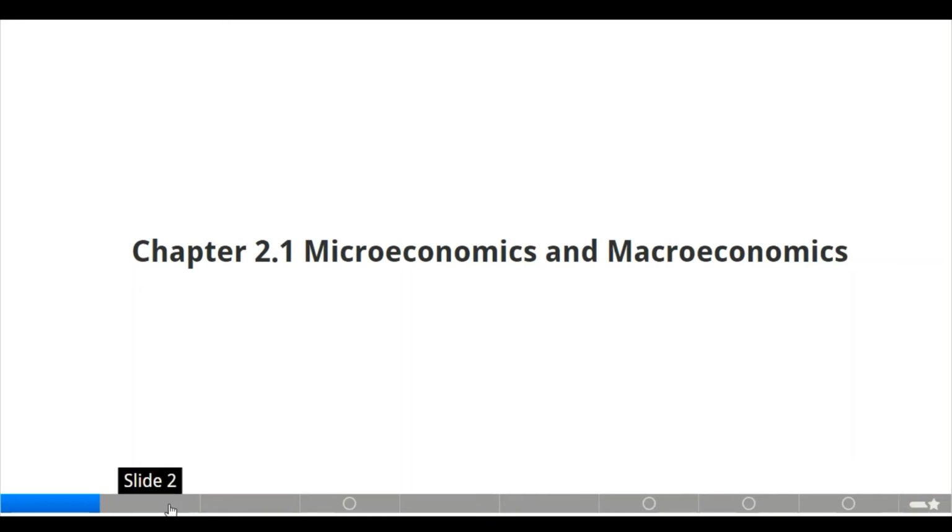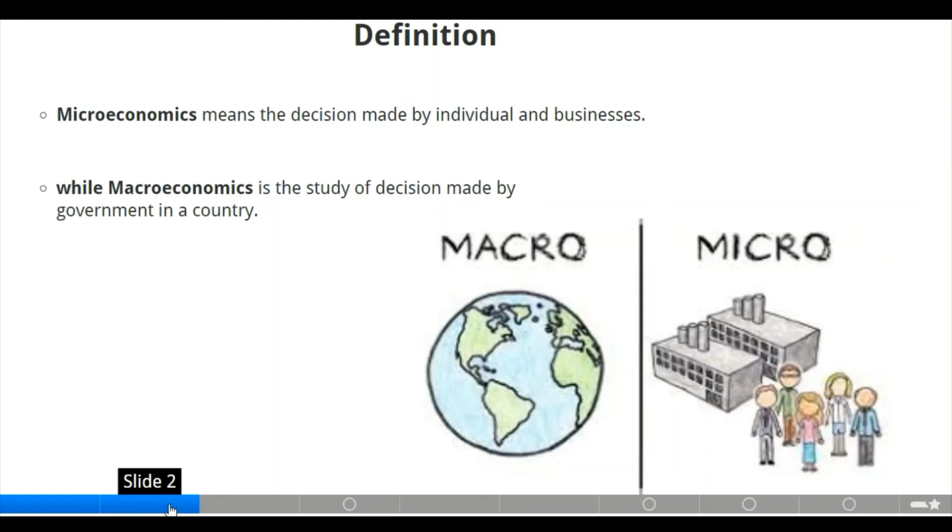Today we'll be discussing microeconomics and macroeconomics. Our first slide defines microeconomics and macroeconomics. Microeconomics means the decisions made by individuals and businesses, as it is shown here. While macroeconomics is the study of decisions made by government in a country.